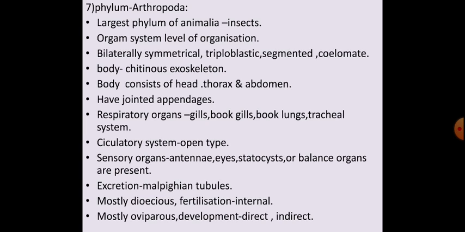Then excretion is through malpighian tubules. The excretory organs of insects are called malpighian tubules. Keep it in mind. Yellowish, fine, thread-like structures are called malpighian tubules. The removal of waste from the body of an insect is through these excretory organs.